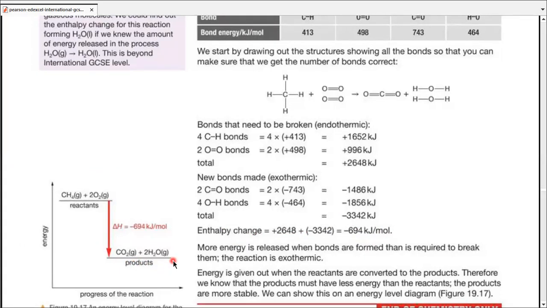right? Since it's an exothermic reaction, the reactants are on top, the products are at the bottom, the arrow is pointing downward for an exothermic change, and the overall enthalpy change is negative 694 kilojoules per mole, which proves that this reaction gave out more energy than what it absorbed.